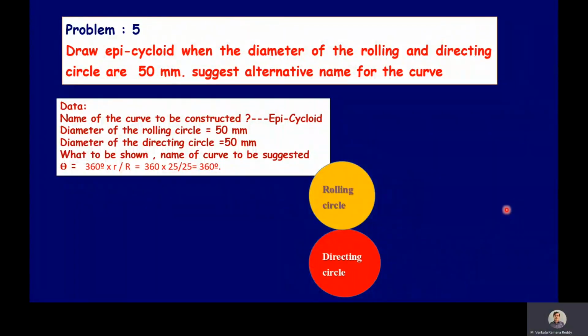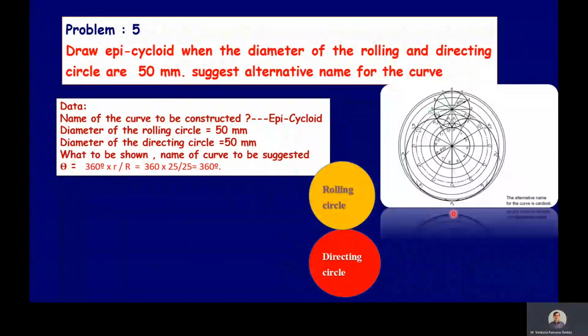Then what is the shape of the curve we are going to get? That we'll see now. When the rolling circle rolls outside of the directing circle, the curve obtained is called epicycloid. Here, this is the directing circle and this is the rolling circle. This is the epicycloid curve. The shape of the curve is a cardioid. The alternative name for this epicycloid is cardioid. How to construct this cardioid? That we'll see now.